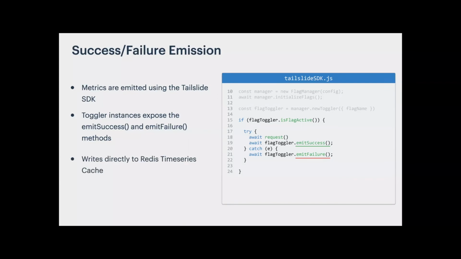These methods are configured to emit a success or failure data point by writing directly to a Redis time series cache and should signal a successful or failed operation as related to the new feature. As opposed to a traditional circuit breaker function wrapper, these methods are exposed in order to allow the developer to explicitly call as they see fit, based on their own success or failure conditions.